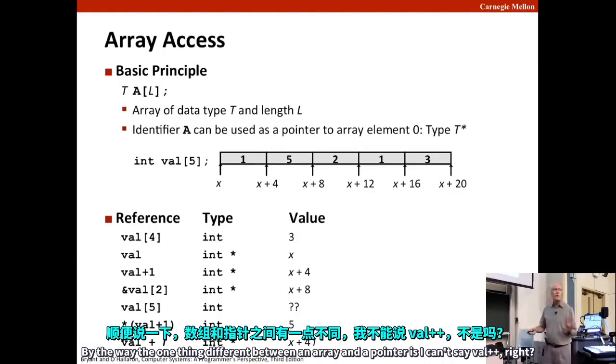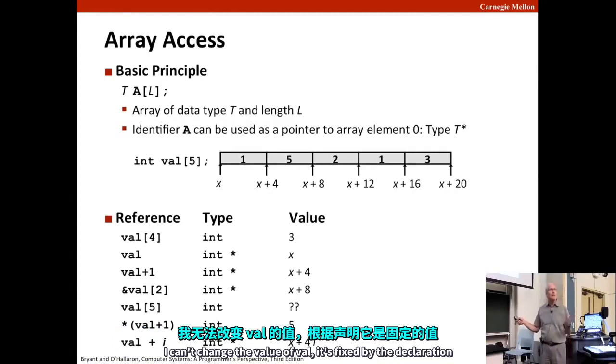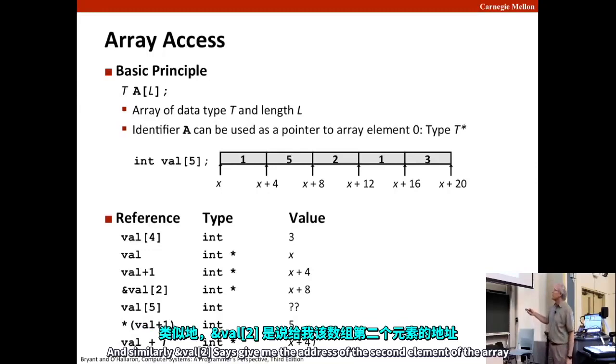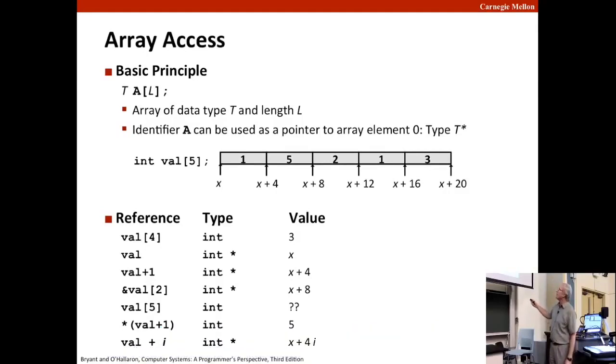By the way, the one thing different between an array and a pointer is I can't say val plus plus, right? I can't change the value of val. It's fixed by the declaration, whereas a pointer, I can increment it, I can change it in various ways. And similarly, ampersand val of 2 says, give me the address of the second element of the array. So that would be at x plus 8.